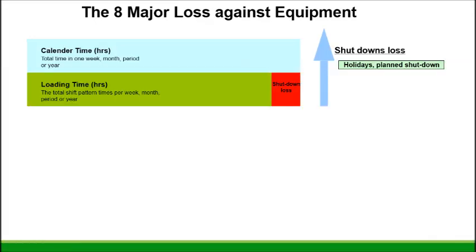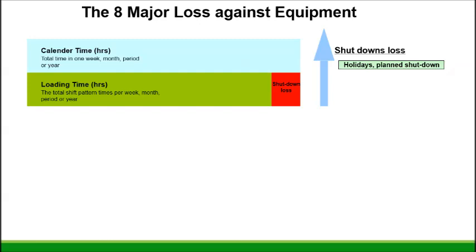From calendar time, you subtract shutdown losses, which includes all time that should be excluded from OEE analysis, because there is no intention of running production during this time. Examples: plant shutdowns, breaks, lunches, holidays, or periods where there are no orders. The remaining time is your loading time.